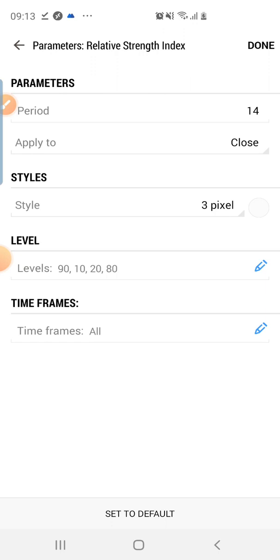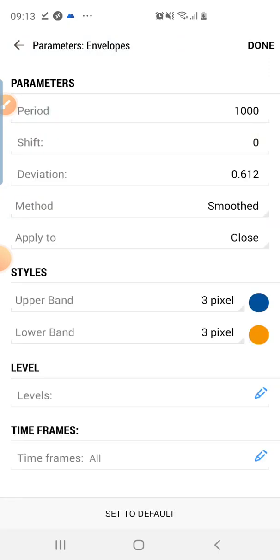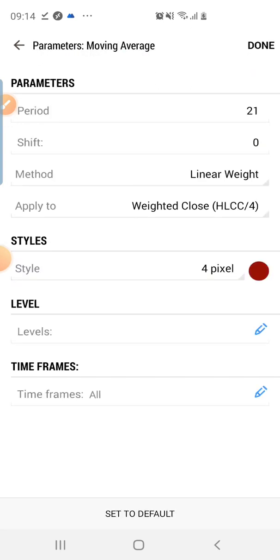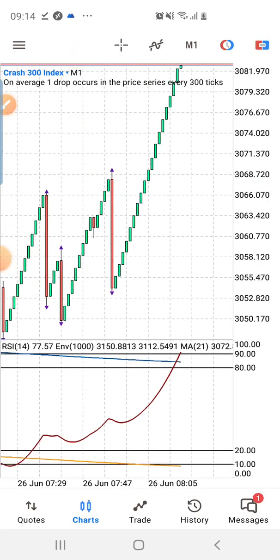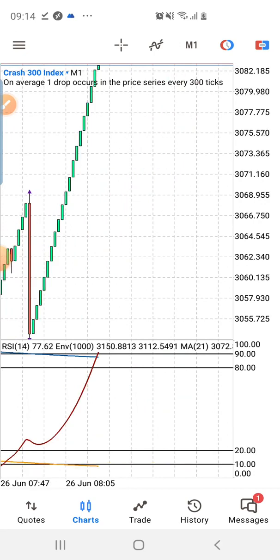So you can screenshot this. I don't want to waste time on this video. Then envelopes, you can see the setup, screenshot and set it yourself. It's very simple to do. Then you have the moving average, which is the last thing. Also, you can take a screenshot and set it up yourself. So this is basically how to set it up.